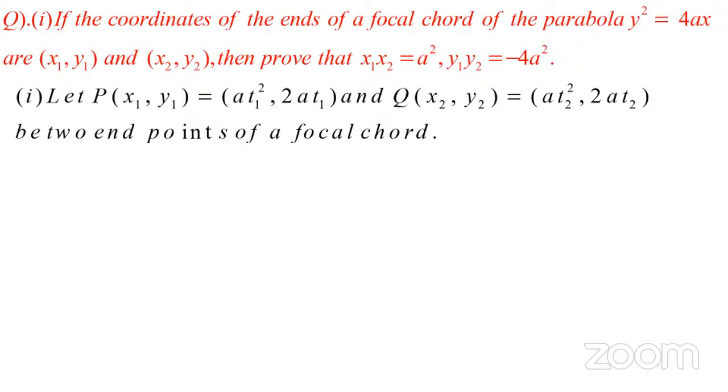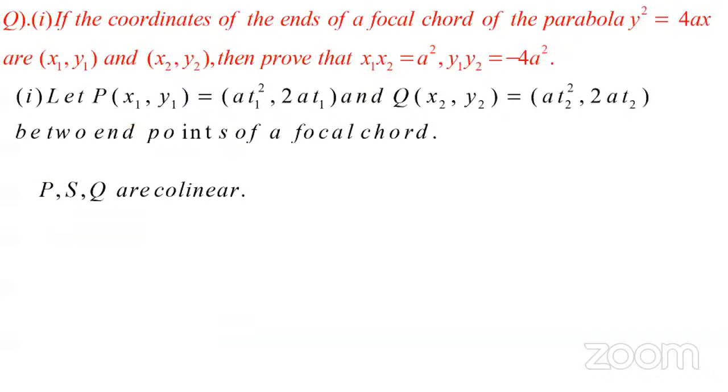Then these will be the two endpoints of the focal chord. P, S, Q are collinear. Here, the first point is P and the second point is Q, the endpoints of the chord, which is passing through S. Then these three lie on the same line, which means P, S, Q are collinear.